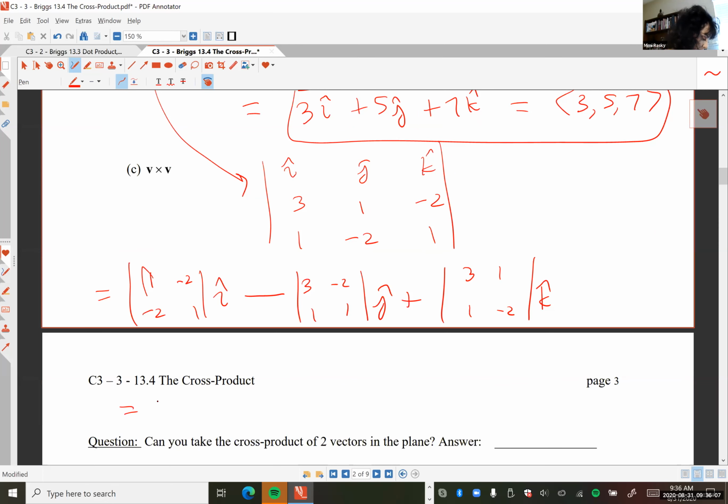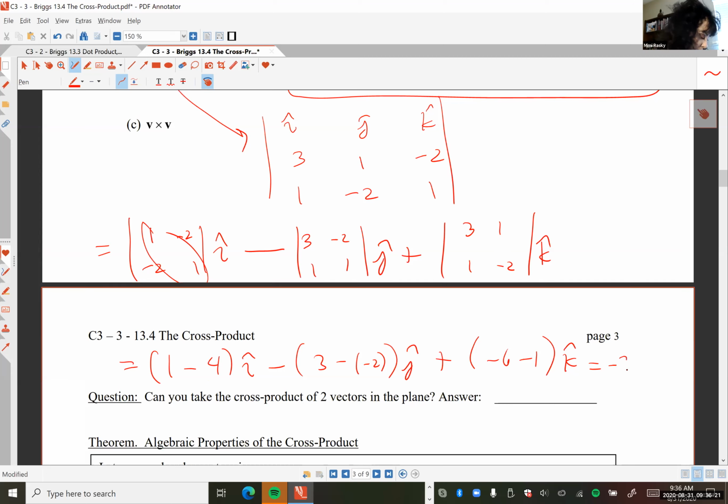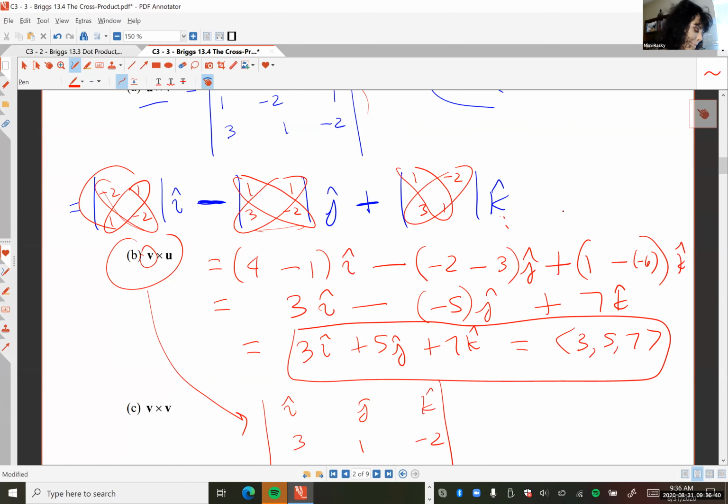And then you're going to get 1 minus 4, i hat, minus 3 minus a minus 2, j hat, plus negative 6 minus 1, k hat. And this is going to end up being, folks, check it out, negative 3 i hat minus 5 j hat minus 7 k hat, which in component form is negative 3, negative 5, negative 7. How does that compare with part A's answer? The opposite direction.